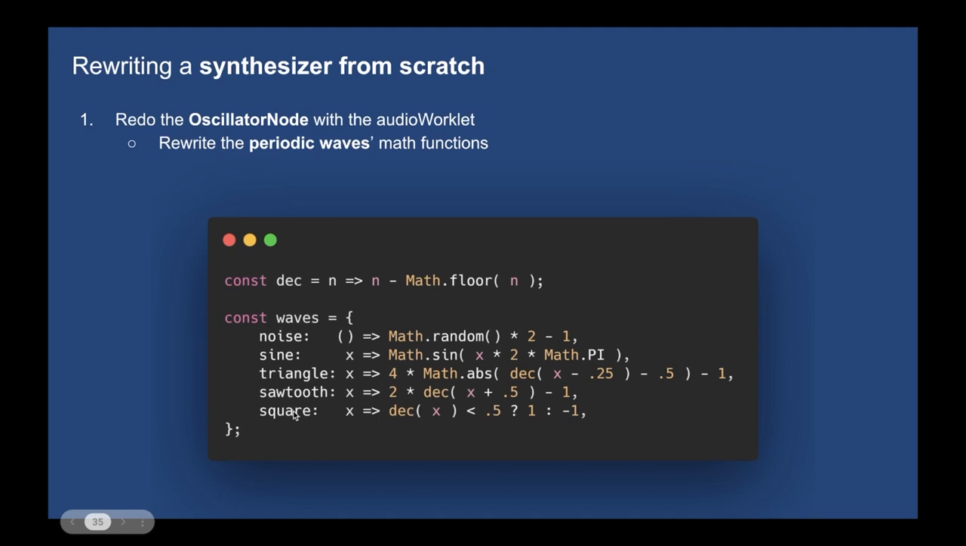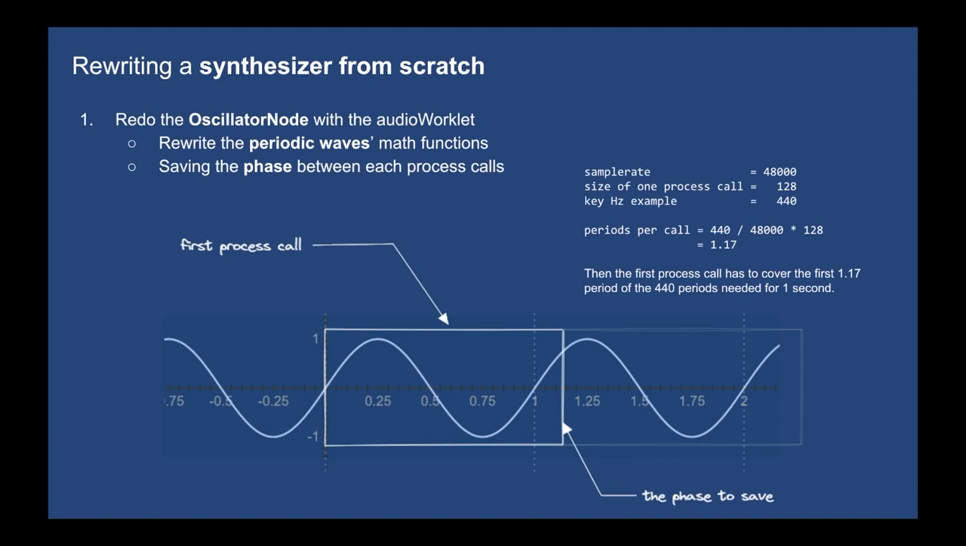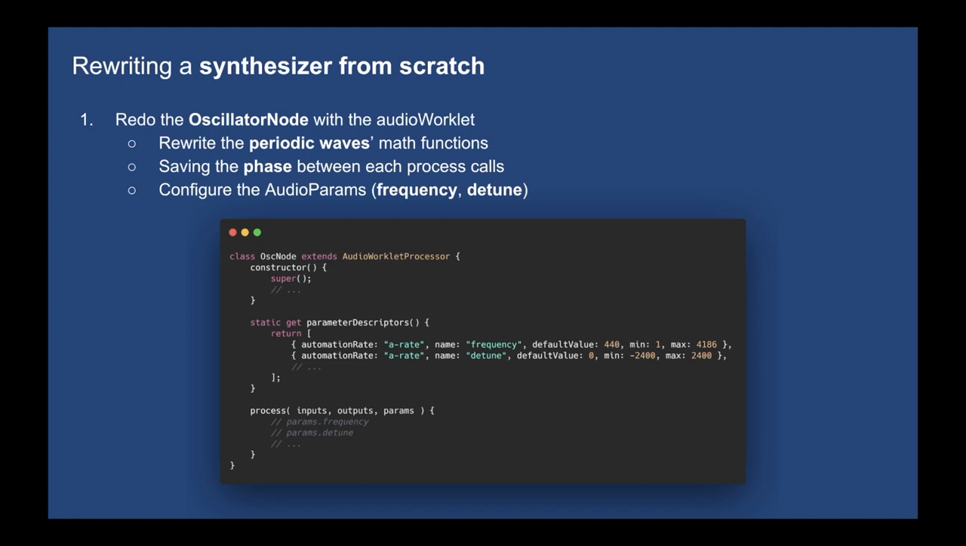Then, we have to save the phase between each process call. The audio worklet has a function named process, which is called 375 times per second. This number is independent of the frequency of the oscillator we are creating, and this means we have to save the exit phase, the exact offset between two process calls, to have a perfectly continuous waveform. Then we set the new node's audio params, like the frequency and the detune.